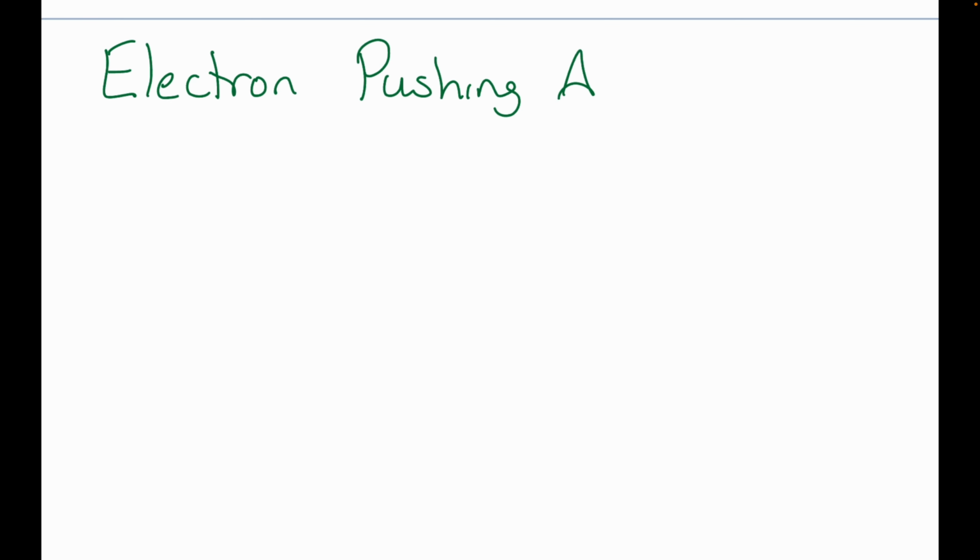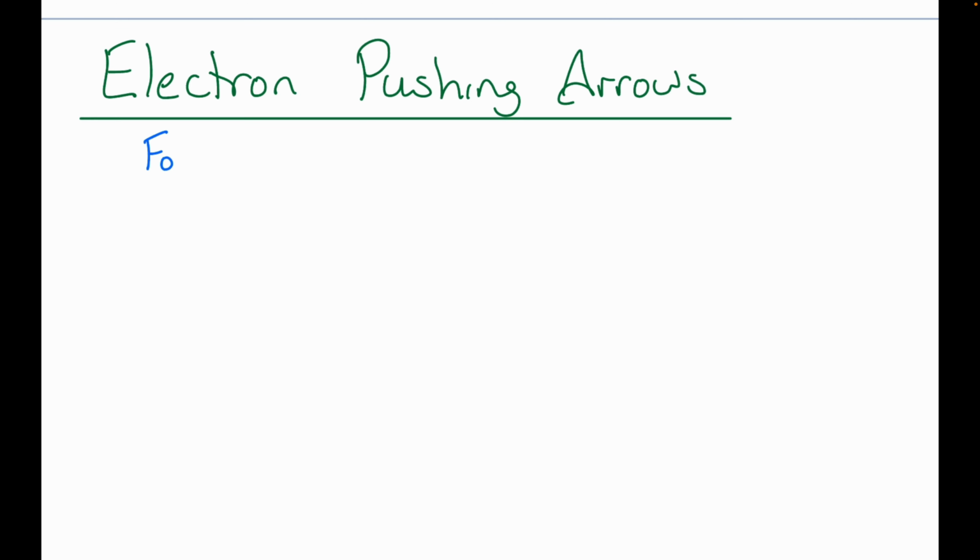All right, so then we started talking about electron pushing arrows. And the first step was we learned how to follow them. Meaning I'm going to put down some structures with some electron pushing arrows, and you're going to draw me the result of that movement of electrons.